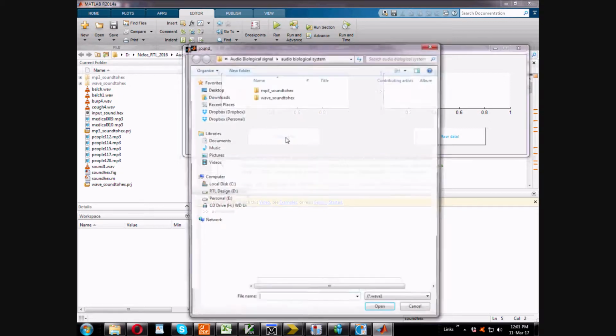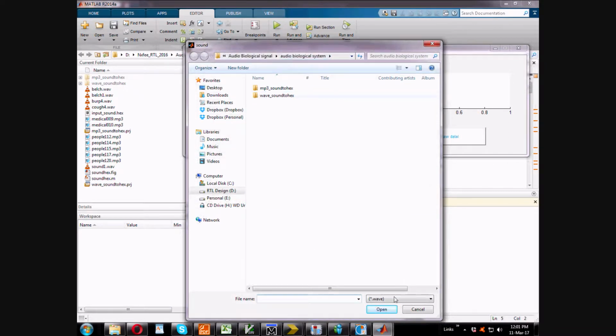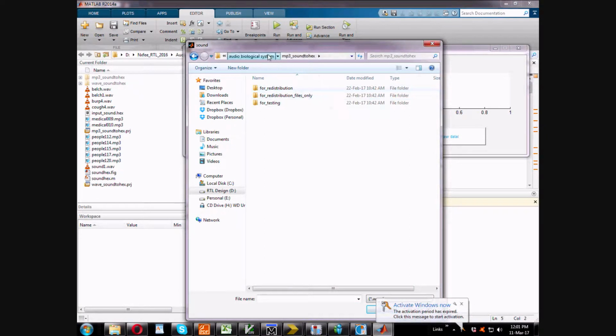I will enter the audio signals here in wave format. Both wave and MP3 formats are supported. Just wait.